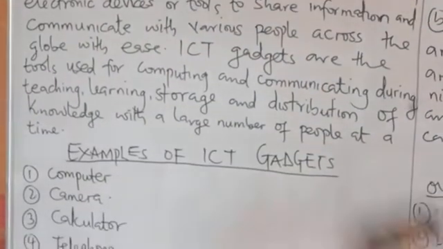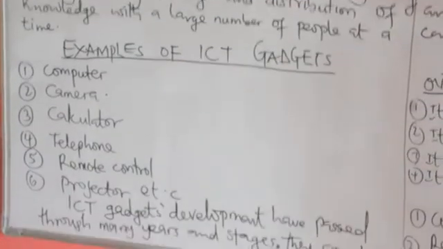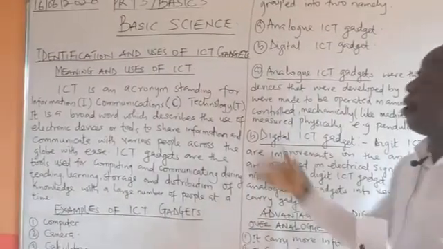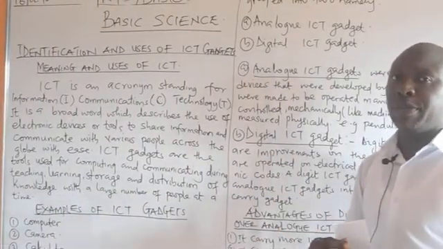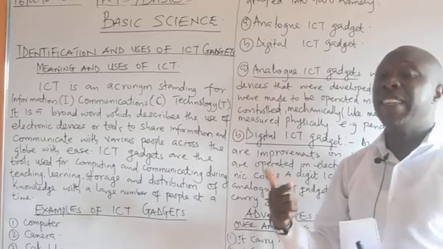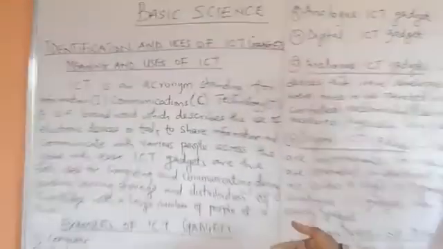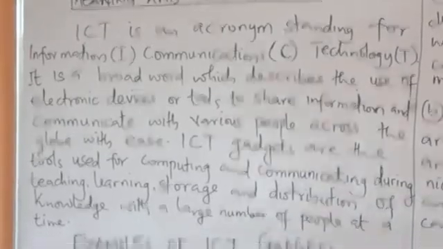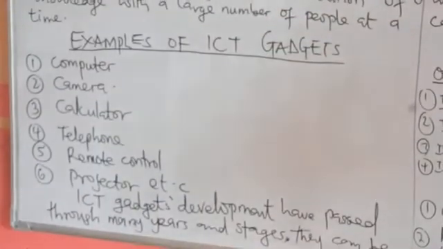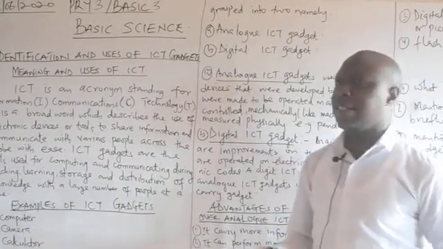Under this topic, we talked about meaning and uses of ICT. The word ICT is an acronym standing for Information Communication Technology. The meaning of ICT simply is an acronym standing for Information Communications Technology. It is a broad word which describes the use of electronic devices or tools to share information and to communicate with various people across the globe with ease.